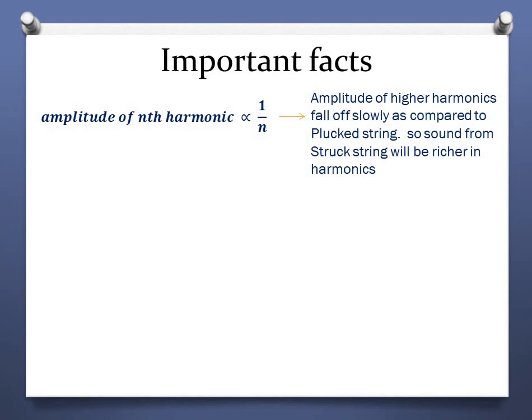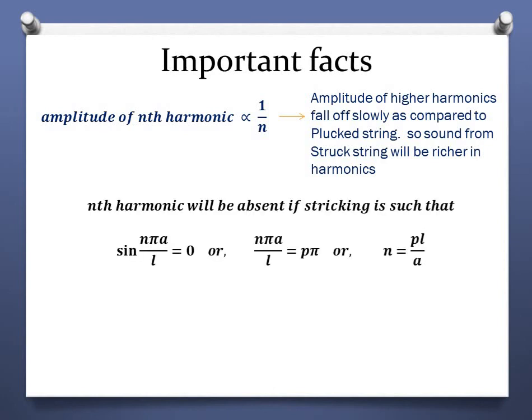Okay. Another thing you can note, that the nth harmonic will be absent if the striking is such that it will satisfy this equation. Now here you can choose your a. So for a particular value of a, if it satisfies this condition, then if you solve it out, it will give you n equals pL by a, where p is any integer. This is exactly similar to what we have done in the plucked string. It is true for any kind of wave generation method.